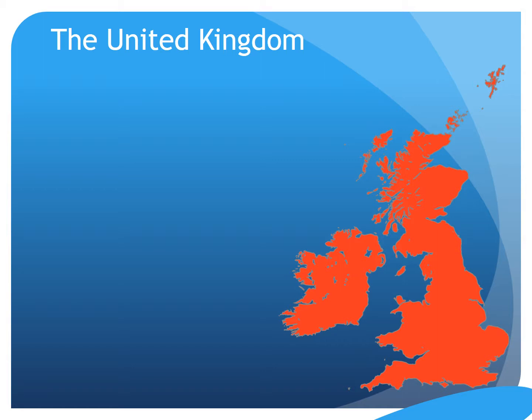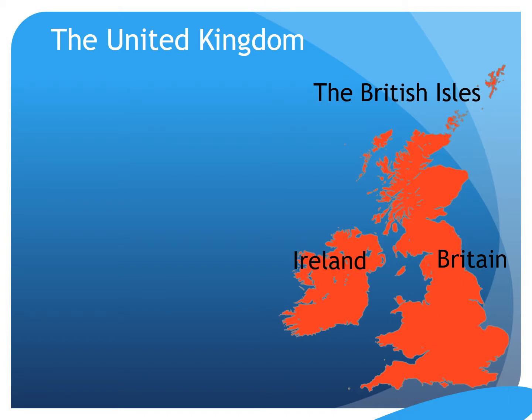The whole area of Great Britain and Ireland together is called the British Isles. It's not a political term. It just shows that area on the map. It's not about politics or territory or this country or that country. Just that area on the map is the British Isles. And it's divided into two big parts, Britain and Ireland. So that's the first step.